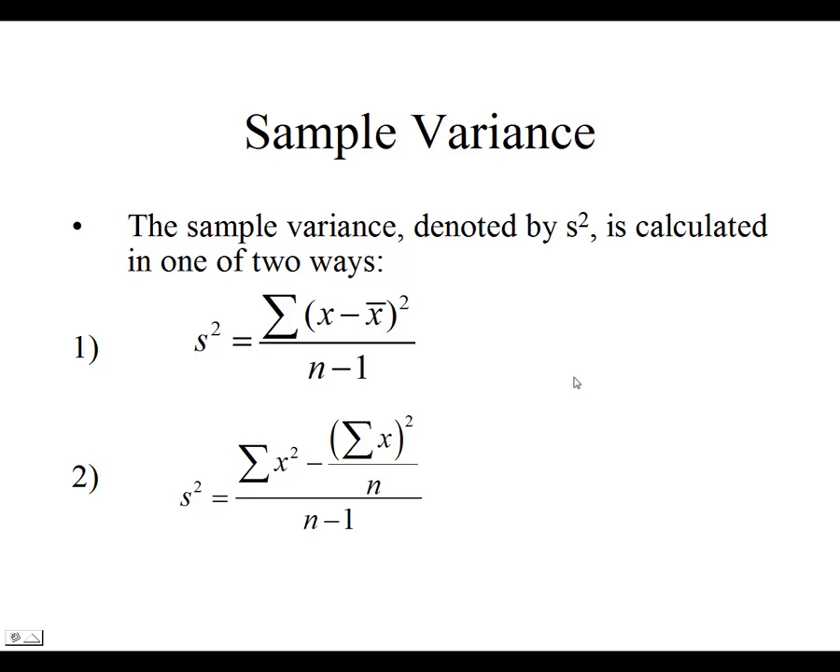In this exercise, we're going to talk about two of the measures of spread, or measures of dispersion. One of which is the sample variance, denoted on this slide here. It is the letter s raised to the second power, or s squared. There are two formulas that we can use for calculating s squared.